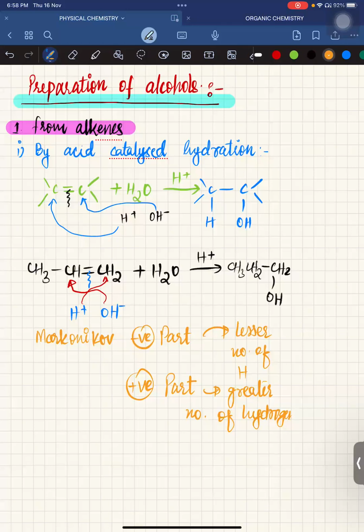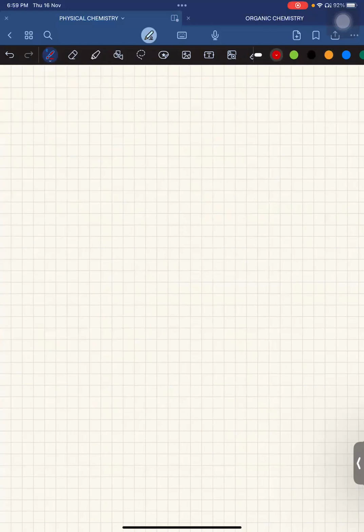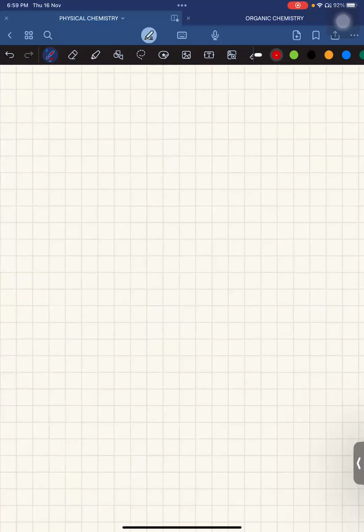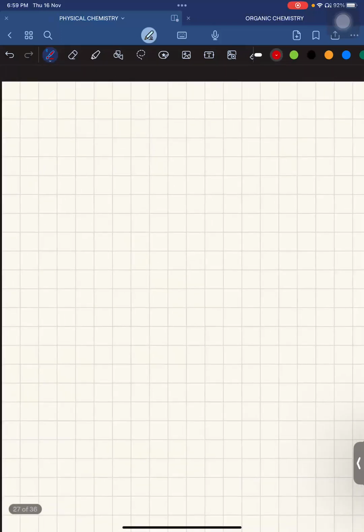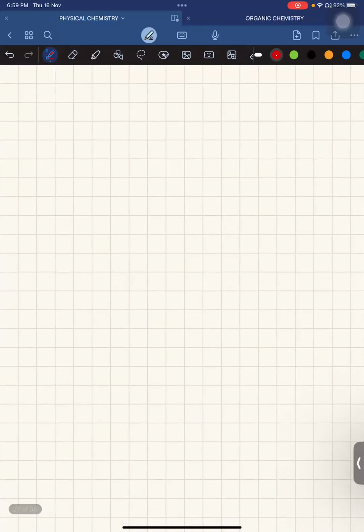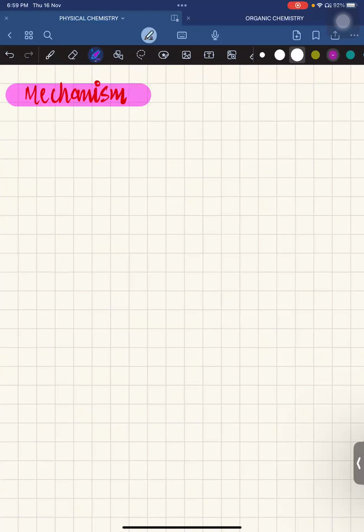Are you done with this, both of you? Okay. So see, I'm going to start the mechanism. I will zoom in and then I will write step by step and then zoom out. So when we are going for mechanism, mechanism is very important. Okay, mechanism we are going to do.